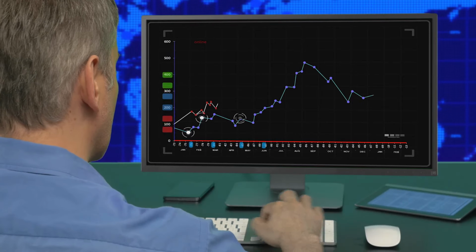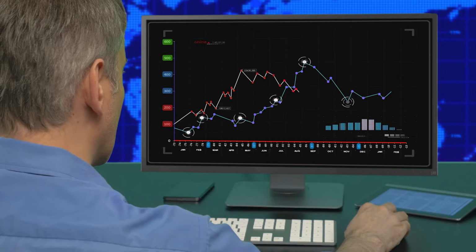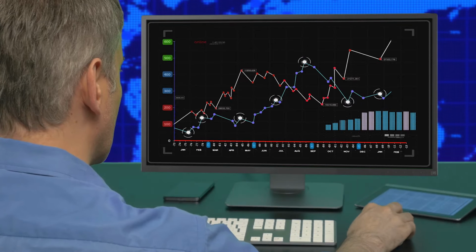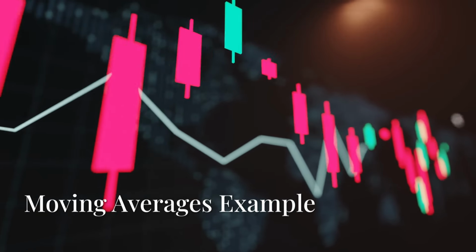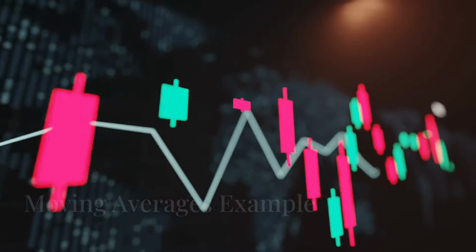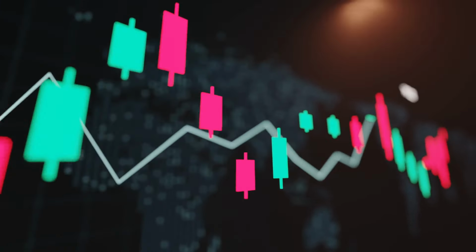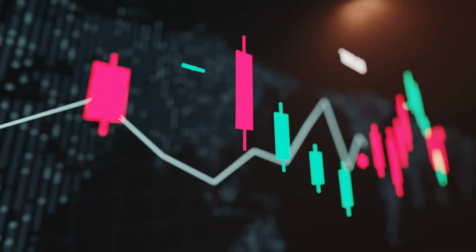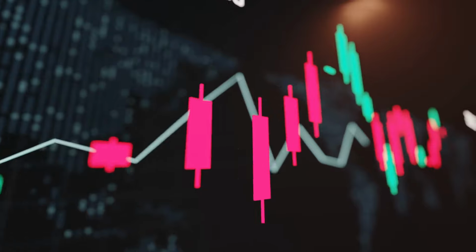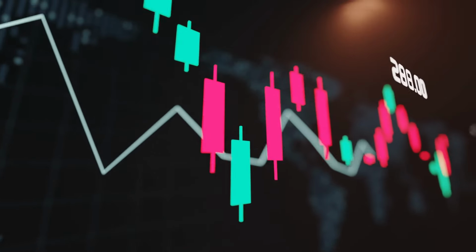Moving averages are popular technical indicators that smooth price data over a specific time period, allowing traders to identify trends clearly. Common examples are the 50-day and 200-day moving averages. If a stock price moves above its 50-day moving average, traders might interpret this as bullish momentum.